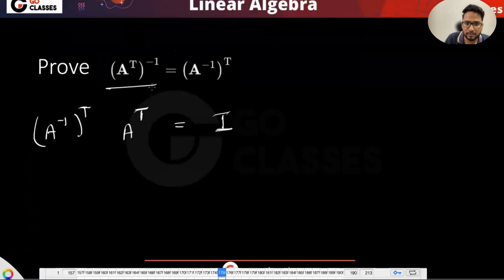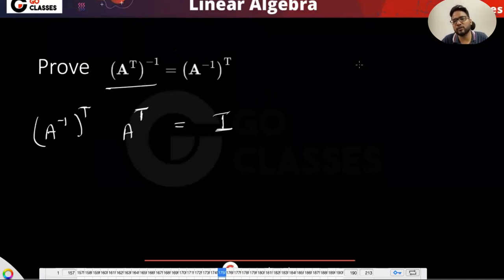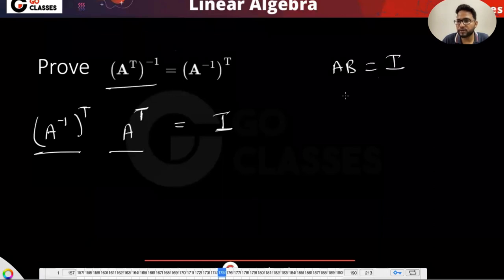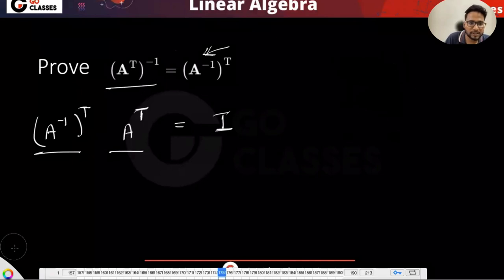I multiplied by A transpose on both sides, left side or right side, does not matter, because I know that for square matrices, if AB is identity, then, given that the inverse exists, we are dealing with square matrices only. So if AB equals identity, then I know that B is also the inverse. Anyway, so let's just try proving it.